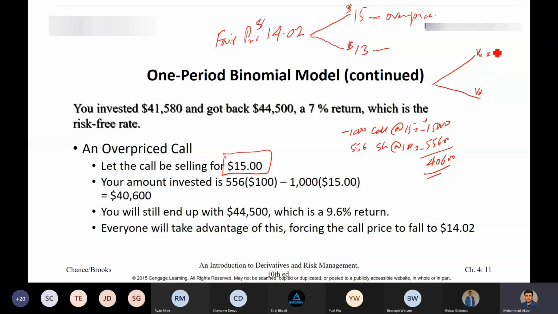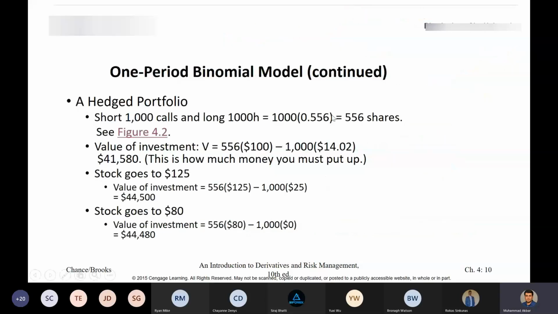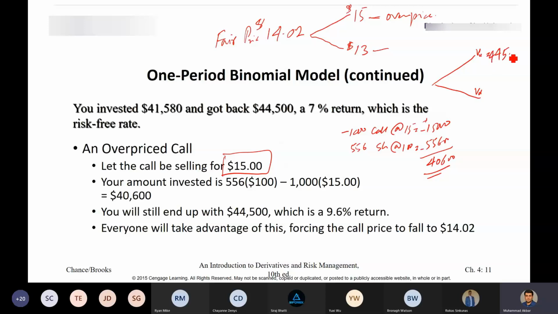Now, you know that if the stock price goes up and the stock price goes down, VU and VD, we just calculated the value of the hedge portfolio. If it goes up, it will be 44,500, and approximately the same if it goes down. So now you calculate your rate of return, 44,500 divided by 40,600. So what rate of return are you earning? 9.6%, which is higher than the risk-free rate of 7%.